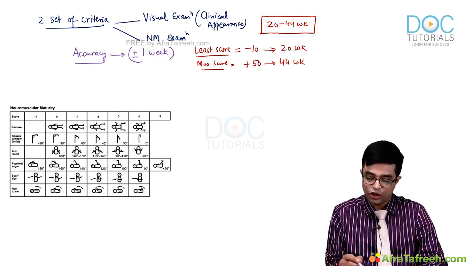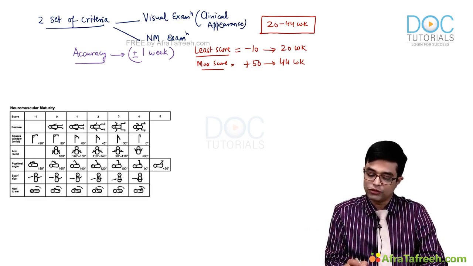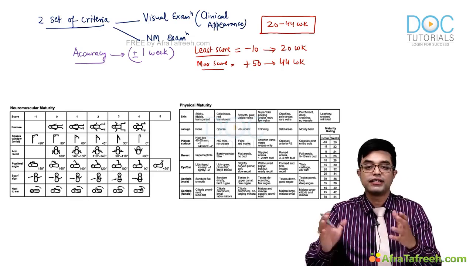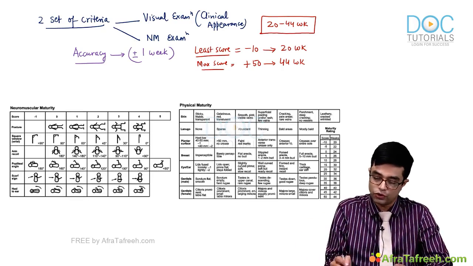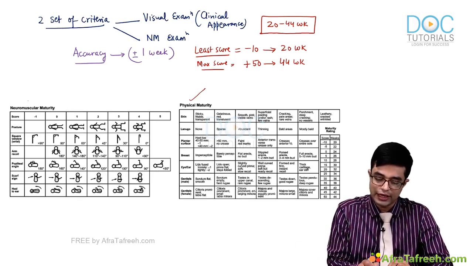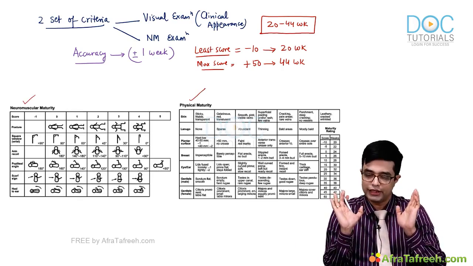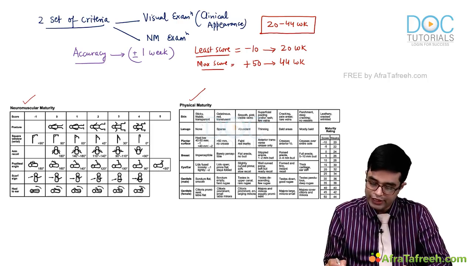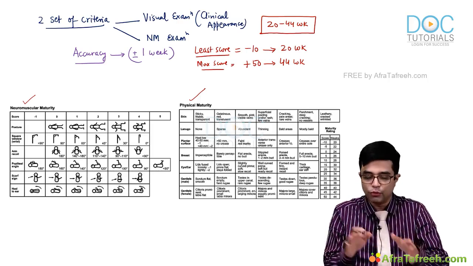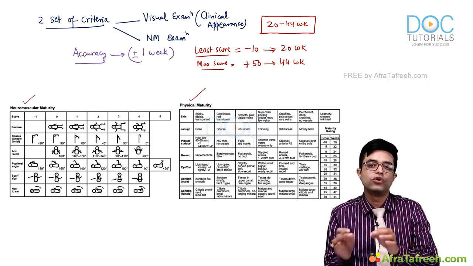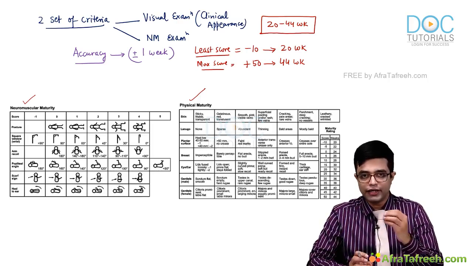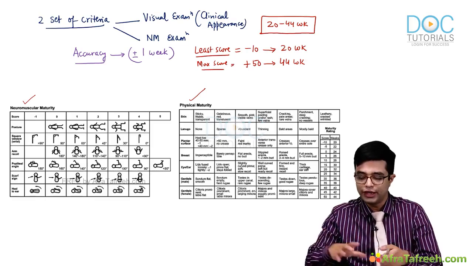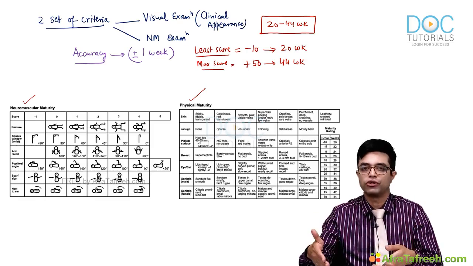As you can see, on one side we look at the neuromuscular maturity or neuromuscular examination, and we have the physical examination or physical maturity. So two sets of criteria, the clinical appearance and the neuromuscular examination, we are taking into consideration. Various kinds of parameters are there in both the categories. You don't need to remember it by heart. Even in post-graduation or when you prepare for super specialty, you have these charts in front of you.